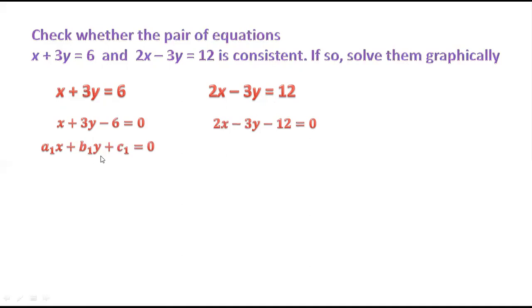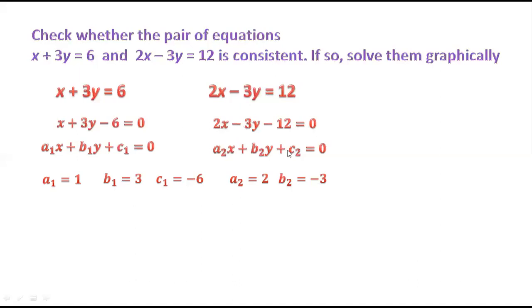Compare with the general form, that is a1x plus b1y plus c1 is equal to 0. Compare the second equation with a2x plus b2y plus c2 is equal to 0. So here a1 is equal to 1, b1 is equal to 3, c1 is equal to minus 6. And a2 is equal to 2, b2 is equal to minus 3, c2 is equal to minus 12. Now write the ratios. a1 by a2 is 1 by 2, b1 by b2 is 3 by minus 3, which simplifies to minus 1. c1 by c2 is minus 6 by minus 12, which is equal to 1 by 2.